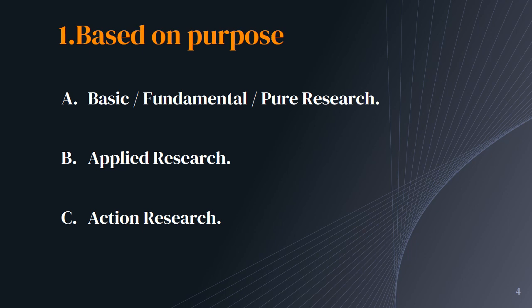Based on purpose, there are 3 types of research. First is basic, fundamental or pure research. Second is the applied research, and third is the action research. When we carry out the research, there is a purpose. Either for knowledge sake we carry out the research or with reference to the particular problem oriented research we perform. So first basic research, it is coming under the knowledge sake category, and second applied research and action research, they are problem oriented research. So first we will see the basic, fundamental or pure research.